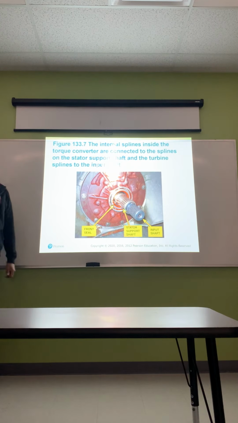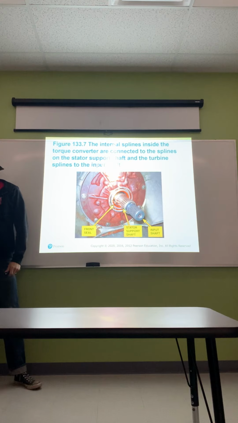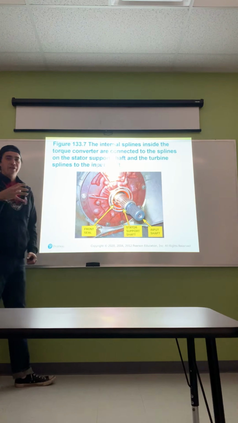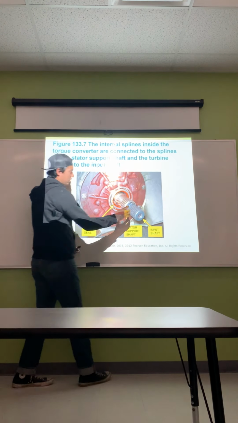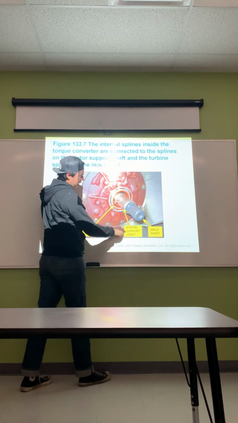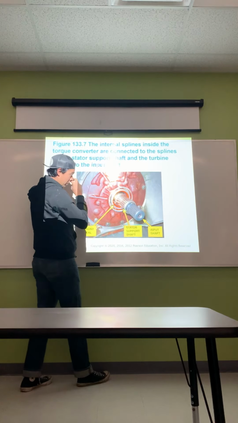The internal splines inside the torque converter are connected to the splines on the stator support shaft and the turbine splines in the output shaft. So these series of splines are going to be engaged inside the torque converter itself. So one section is going to be grabbing onto here, one section is going to be grabbing onto here. This one's going to actually be going into the stator. This input shaft is actually going to be going on the turbine.